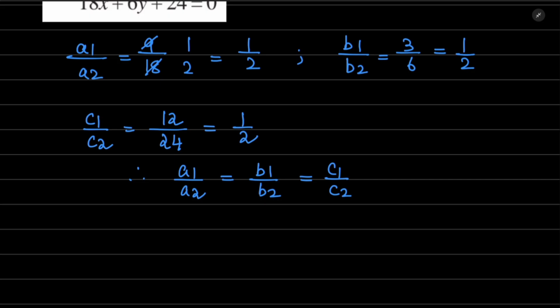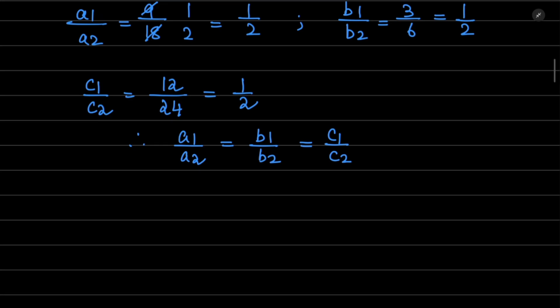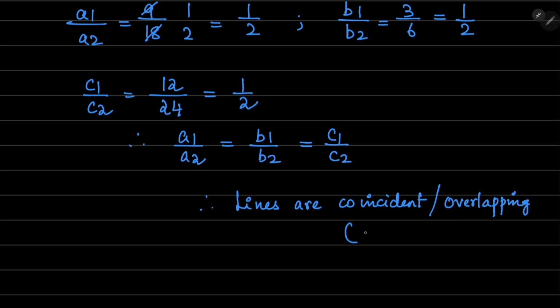So for our second pair, we will say that here, therefore, the lines are coincident. What do you mean by coincident? That means they lie one over the other. And what kind of a solution will you have when your lines are coincident or overlapping one over the other? You will have infinitely many solutions, not just one solution.